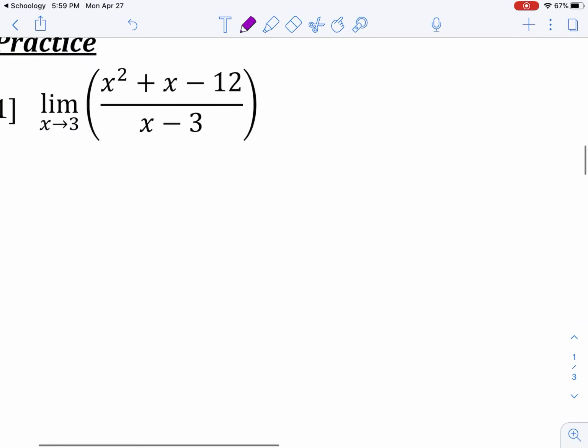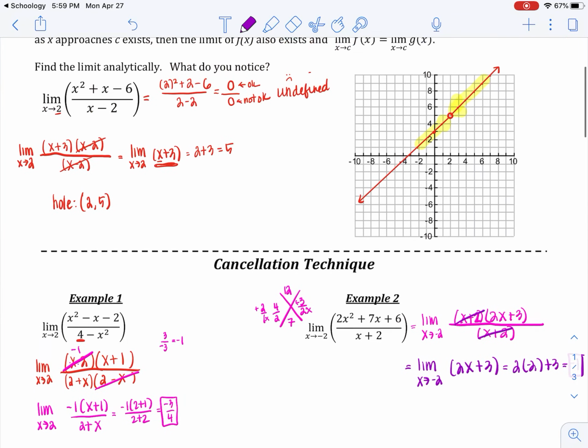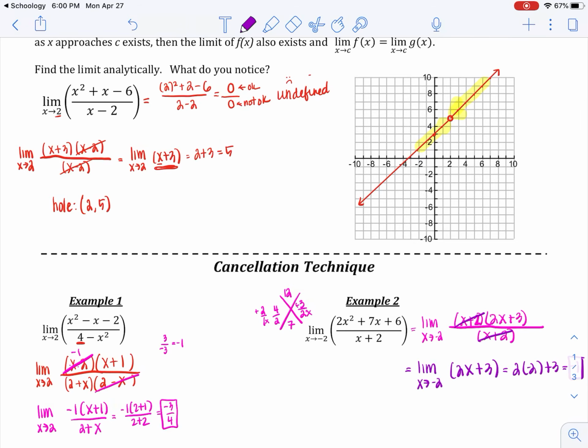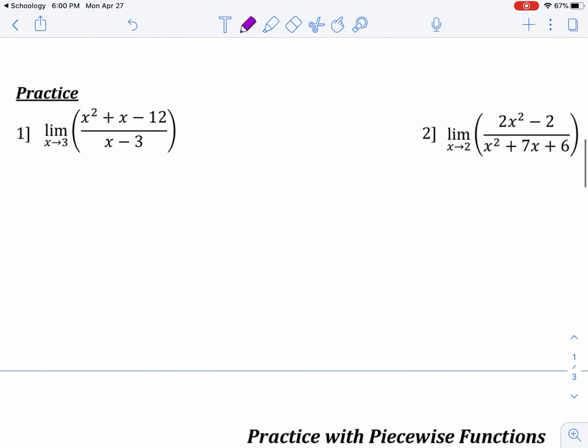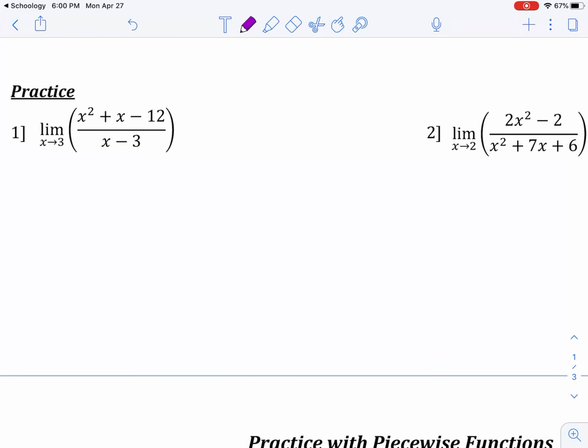Okay. So basically, if you think about what you're doing here, you're doing all the steps to find the y value of the hole, right? Because that's the limit. All right, go ahead and pause the video and try these two and then come back and see how you did.